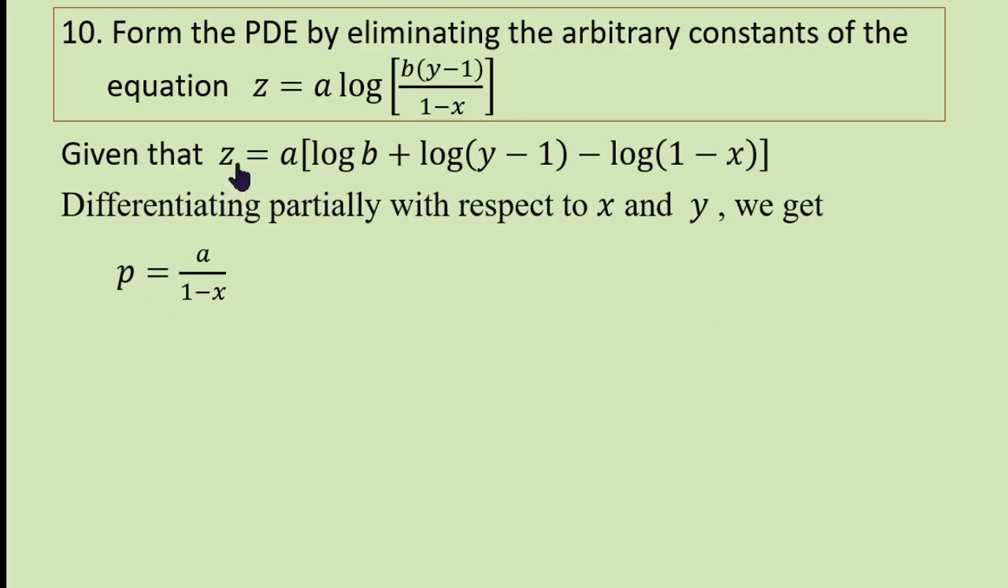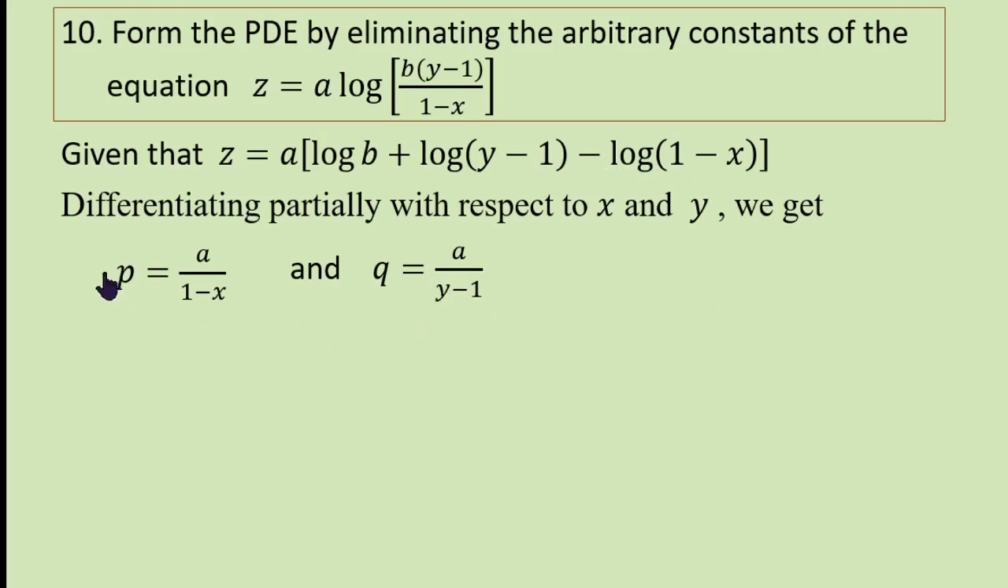I will repeat once again. ∂z/∂x is p, a into log b derivative with respect to x is 0, log (y minus 1) derivative with respect to x is 0, log (1 minus x) derivative is 1 by (1 minus x) into derivative of (1 minus x), that is minus 1, minus minus plus 1 by (1 minus x). Outside a is there, therefore p becomes a by (1 minus x). And when you differentiate partially with respect to y, q equal to a into 0 plus 1 by (y minus 1) minus 0, and hence q becomes a by (y minus 1).